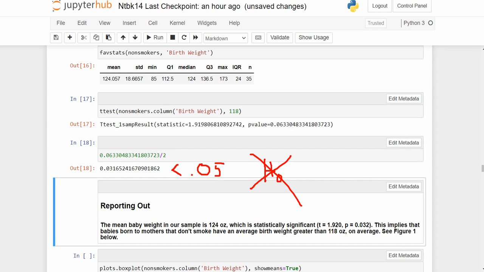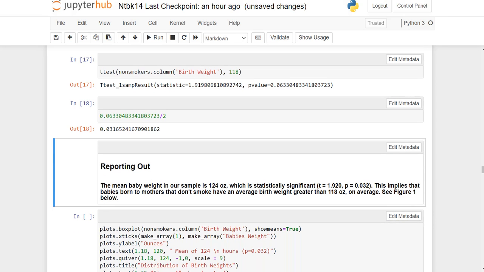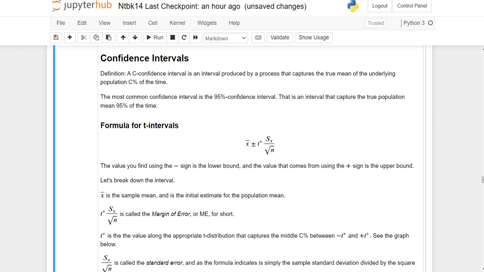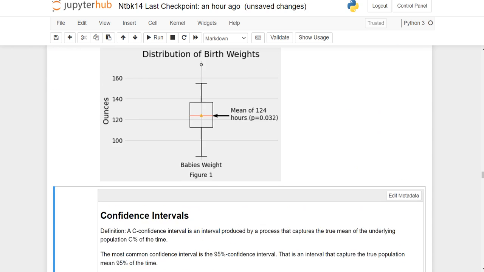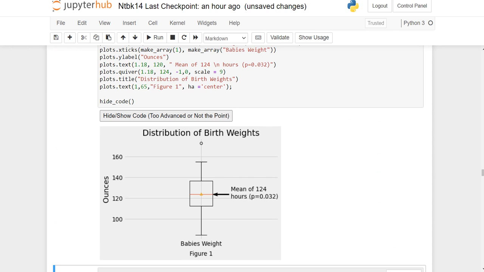What's the alternative? The alternative was that this value was greater than 118, that the average birth weight for these non-smoking moms was greater than 118 ounces. And it appears that since we rejected the null, we have evidence for this. And that's what they're going to say in the reporting out. And you can see the box plot shows you a picture of what's going on and shows you the p-value there.